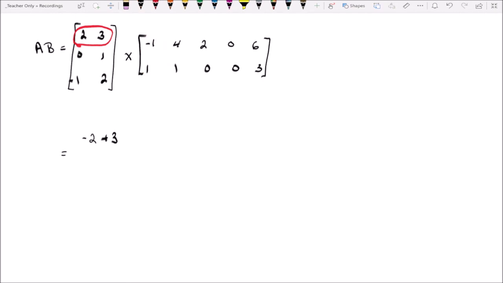So for the next entry of that row, we now just look at the second column of B, still the first row of A. And we do the same thing. 2 times 4 is 8. We're going to add that to 3 times 1. All right, keep moving along. Two times 2 is 4. 3 times 0 is 0.